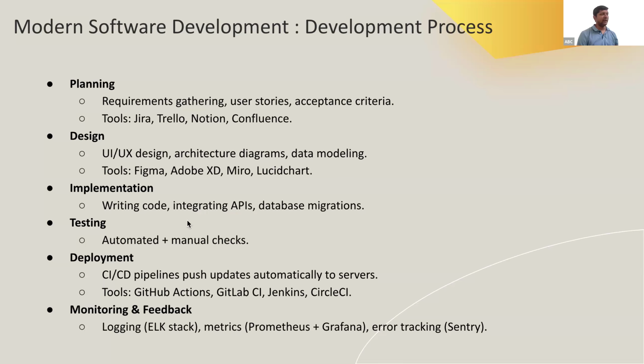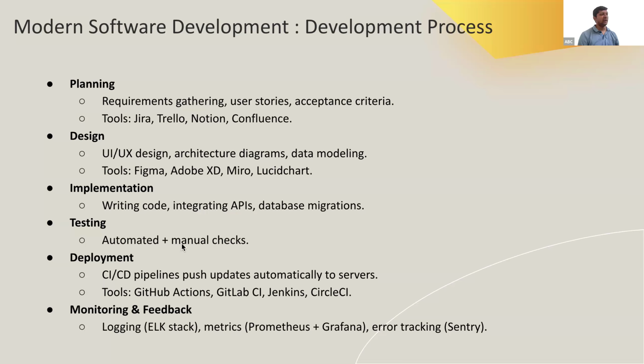Then actual implementation happens, in which developers, coders, they write the code and they interact with each other on something called as APIs, application programming interface, through which these applications talk to each other. And while doing that, they may have to talk to databases and may change few things on the schema level. So we call that as database migrations.